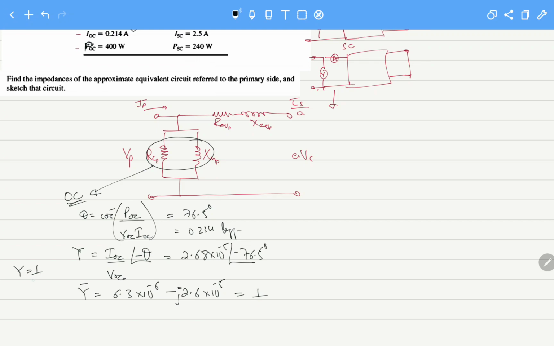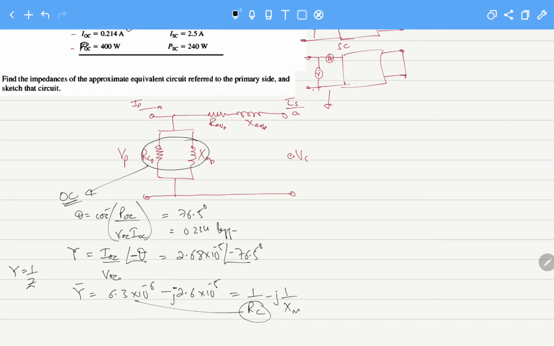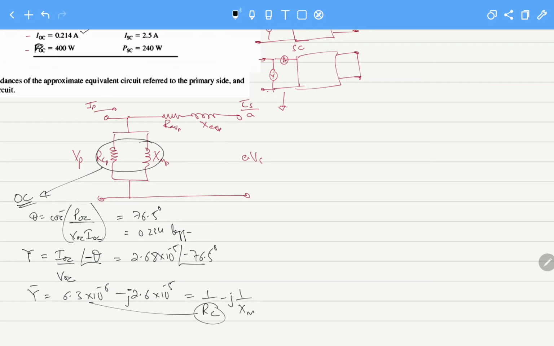We know Y equals 1 over Z. So this is actually equal to 1 over RC minus J 1 over XM. So we can compare these values, and the value for RC will then become 1 over 6.3 into 10 raised to minus 6, which equals 159 kilo ohms, and our value of XM will be 1 over 2.6 into 10 raised to minus 5, which equals 38.4 kilo ohms.